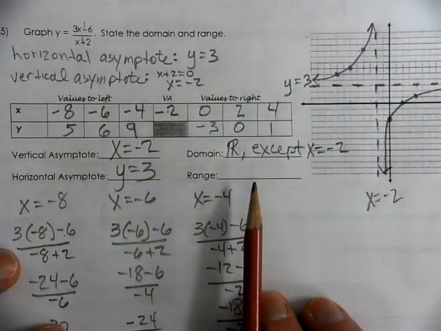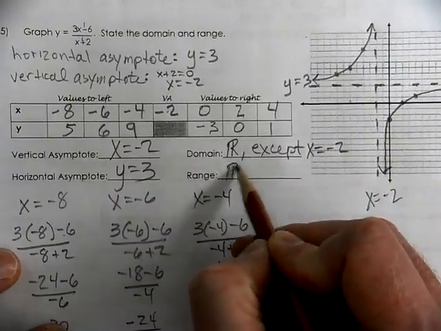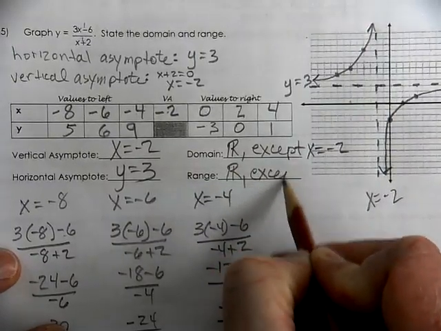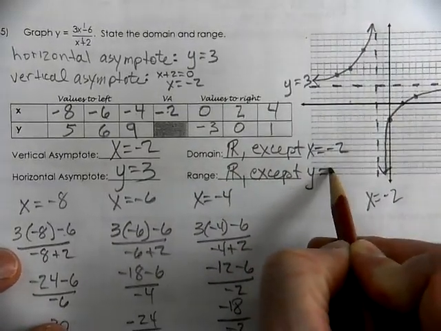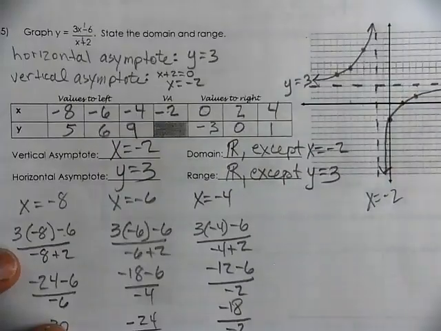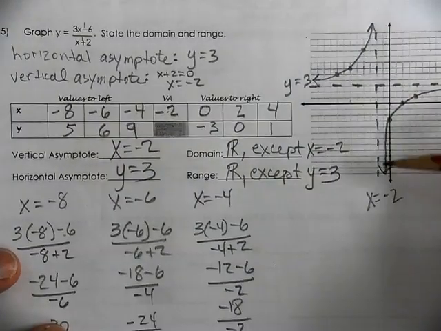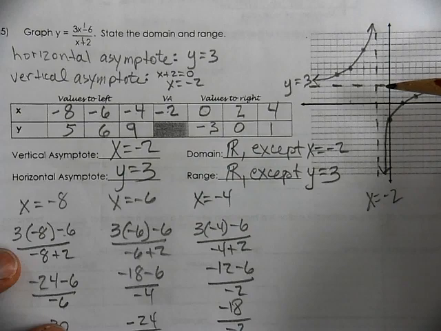What's your range? What answers are you going to get? All real numbers except y equals 3. You can get any y value, but you can't get the asymptote number.